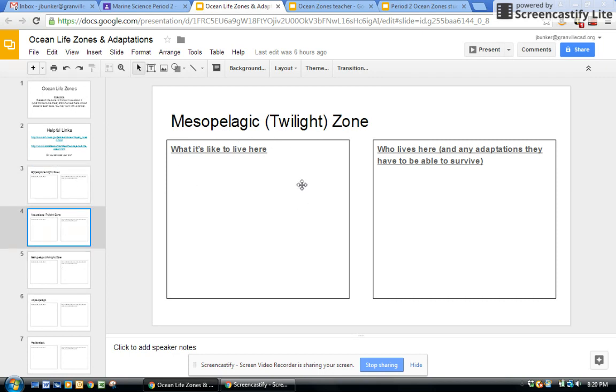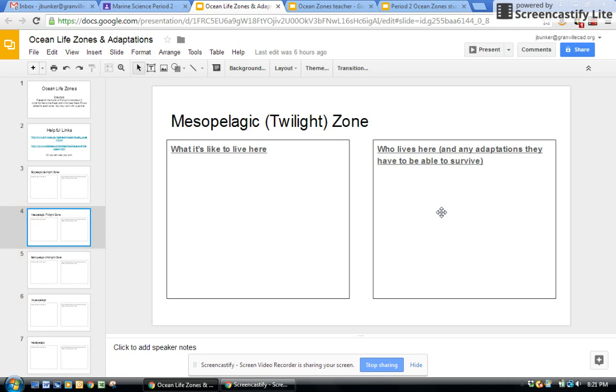On each slide, you'll see I have a box, what it's like to live here. So for this box, you should be putting down what is the temperature range? What is the pressure? Is there sunlight? Is there no light? Is there light from organisms? On the right-hand side, you're going to just jot down a couple. It doesn't need to be a very long list. So I would say like 2 to 3, you're good. 4, 5, that's fine. Probably more than 5, not necessary.